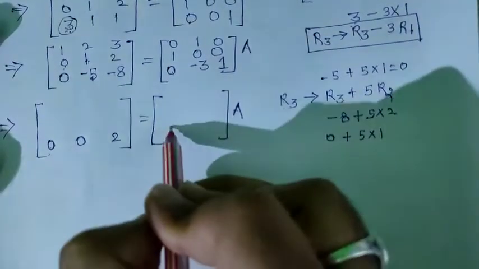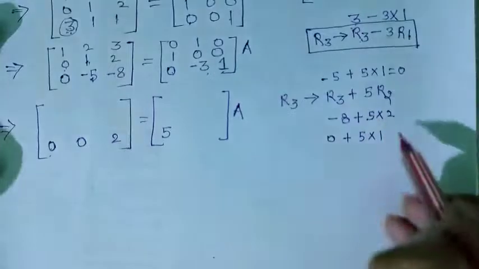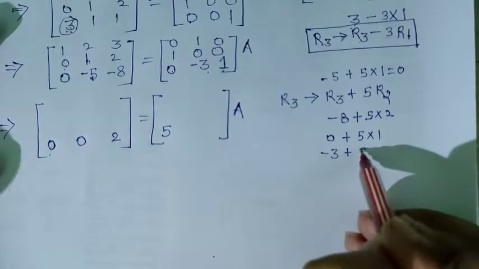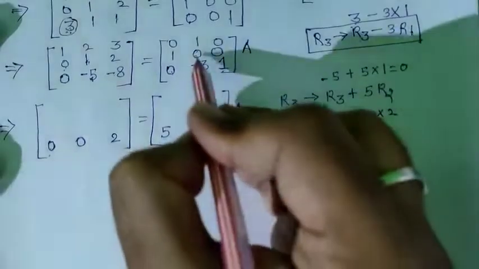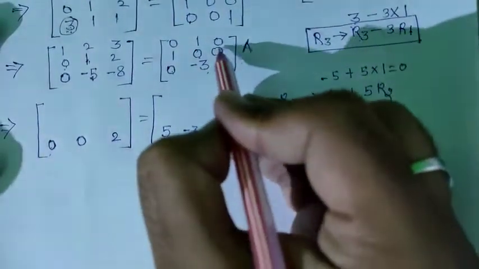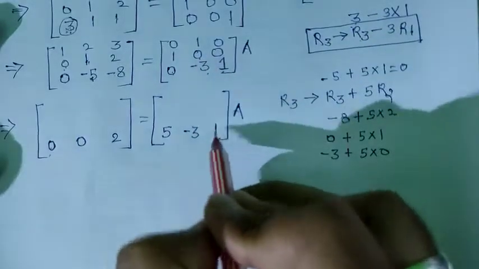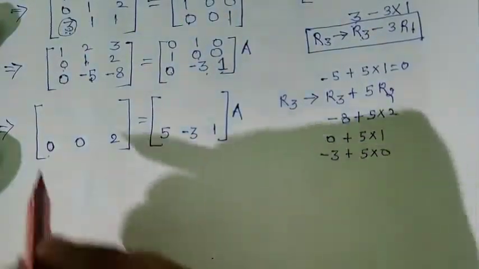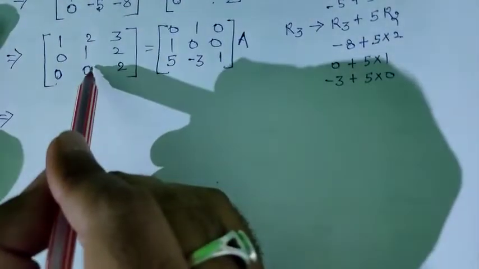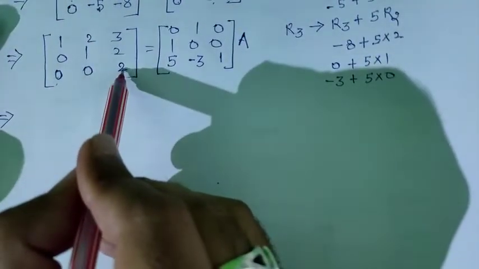It means this is 5 minus 3 plus 5 into 0. This is minus 3 only. If 0 is there, this will remain the same. And the rest of the elements you will write as it is. Now our next target will be to convert this into 1.